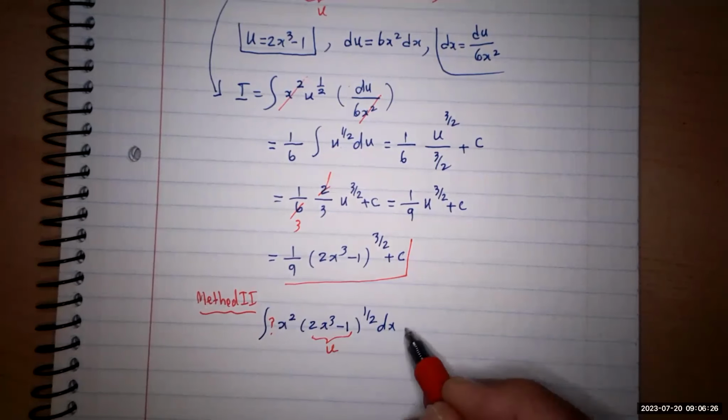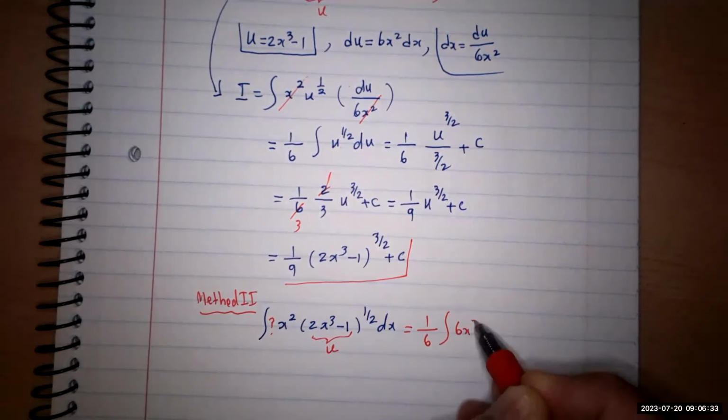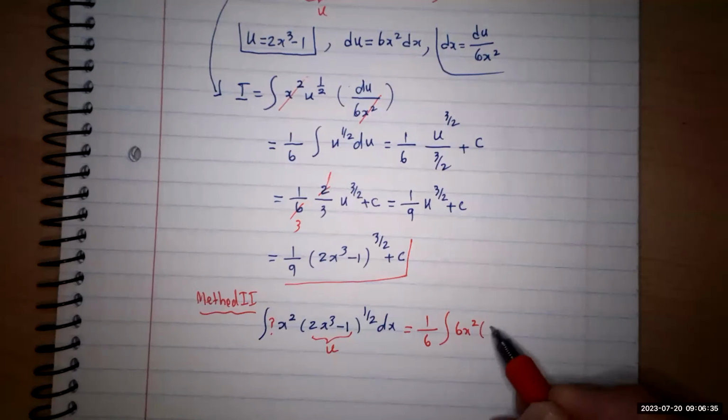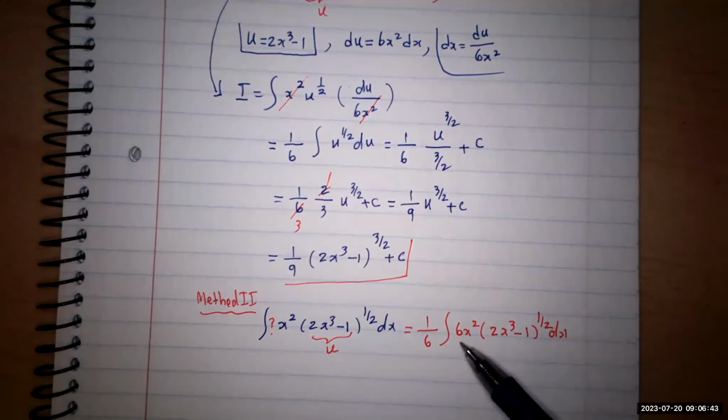So how are you going to do it? You divide the outside by 6 and you multiply the inside by 6. You can only do it with the numbers. And that gives you 2x cubed minus 1 to the 1/2 dx. Okay, any question? Any number you like, you can create it, because 6 and 6 would cancel out.